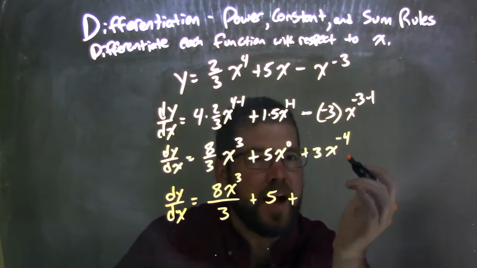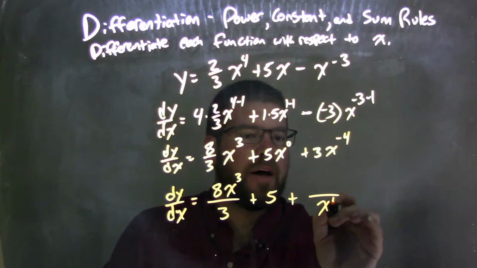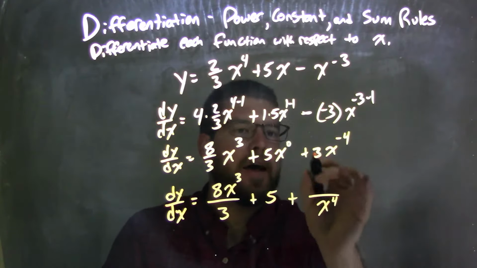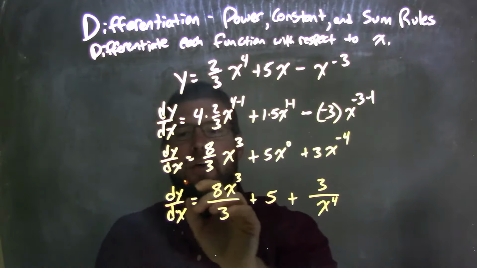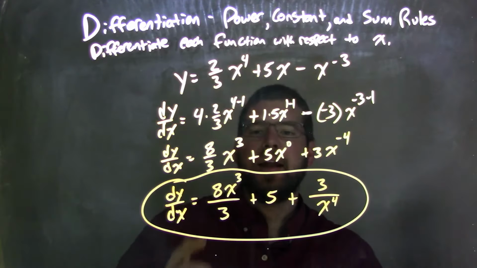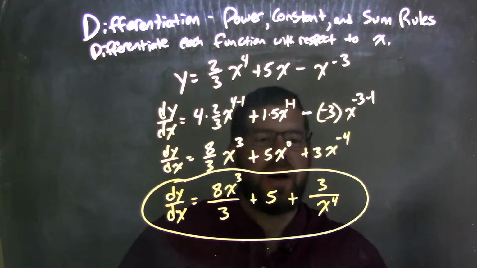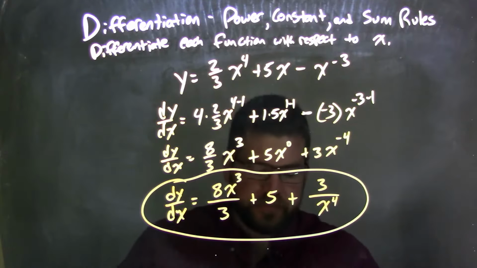I don't like having negative exponents, so I'm going to bring it down to the denominator. So we have that x to the positive fourth power, but the 3 stays up top, and there we have it. We have our derivative here, which is dy/dx is equal to 8x to the third all over 3 plus 5 plus 3 over x to the positive fourth power.